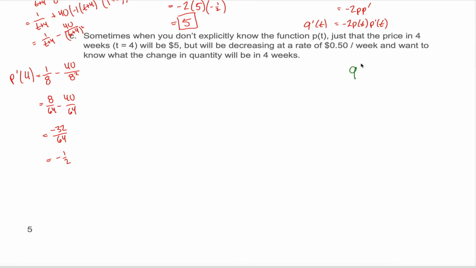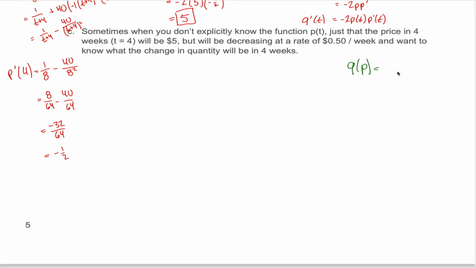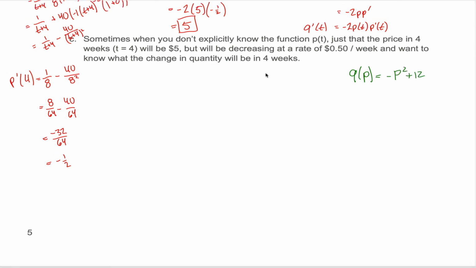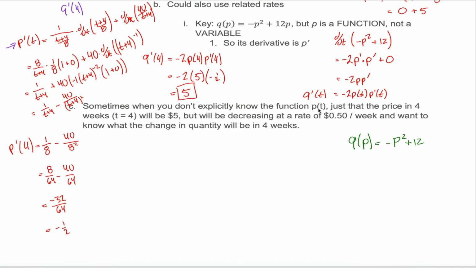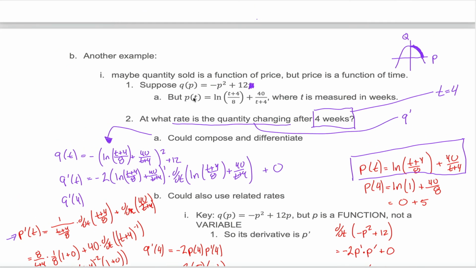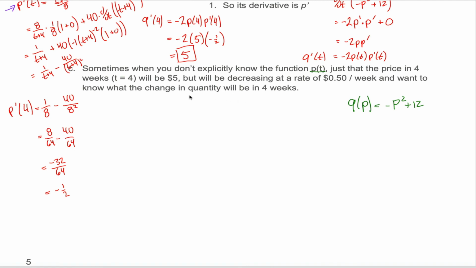We're still assuming that quantity as a function of price is equal to negative p squared plus 12. We have the same demand function that we had up here, but now we don't know the function p of t. We no longer know that p of t is the natural log of t plus 4 over 8 plus 40 over t plus 4. We're not given that information. What are we given instead?